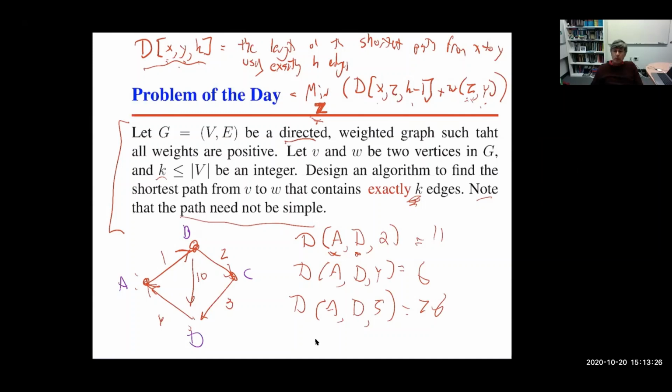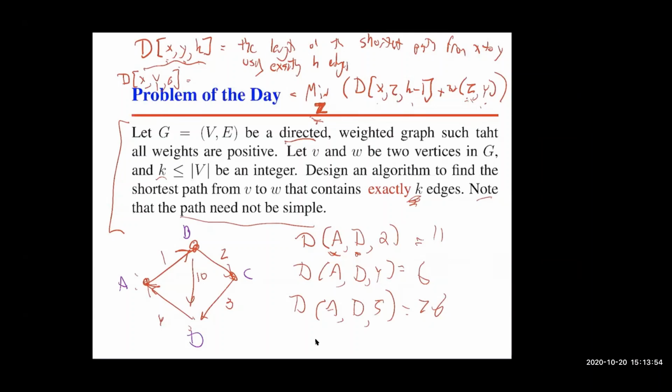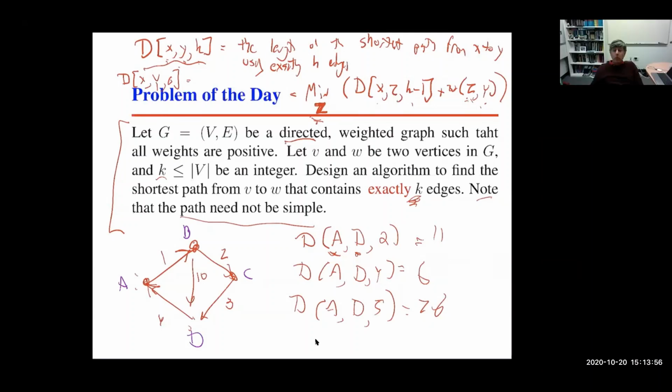I'm hearing if K equals 0, one possibility. If I did it for K equals 0, what is the distance from X to Y using 0 edges? What does that matrix look like? Can you figure that out? If you're not allowed to use any edges, what's the distance from X to Y? Infinite? Infinite? What if X is equal to Y?